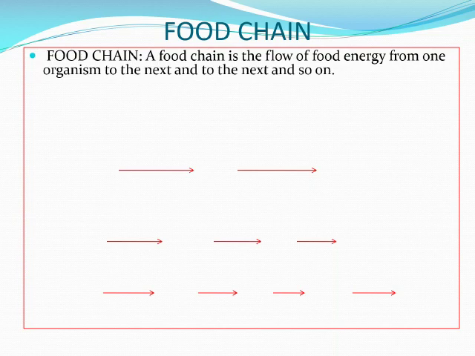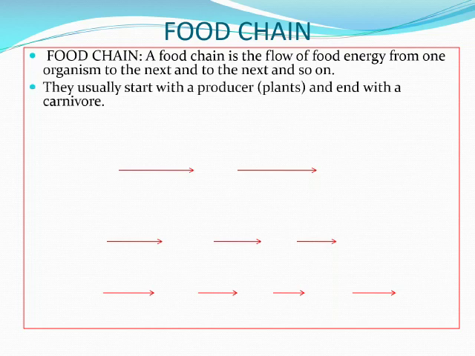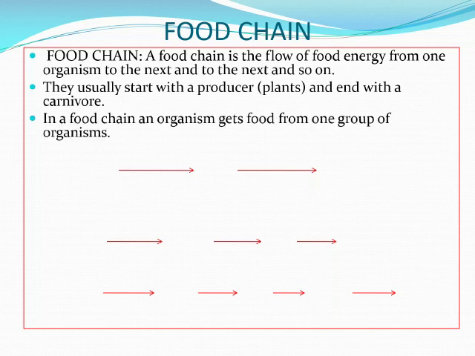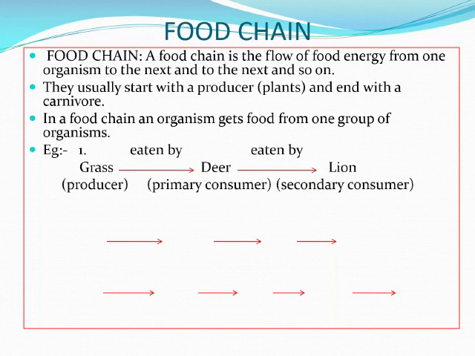Food chain. A food chain is the flow of food energy from one organism to the next and to the next and so on. So they usually start with the producer and end with the carnivore. In a food chain, an organism gets food from one group of organisms. Example: grass is eaten by deer, deer is eaten by lion. Grass is called producer, deer is called primary consumer, lion is called secondary consumer.